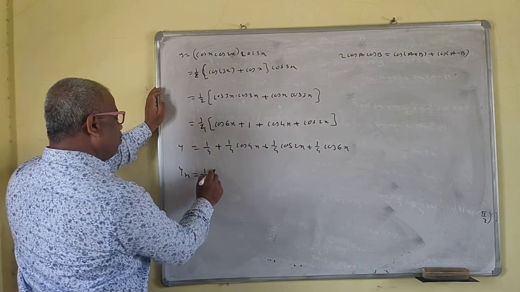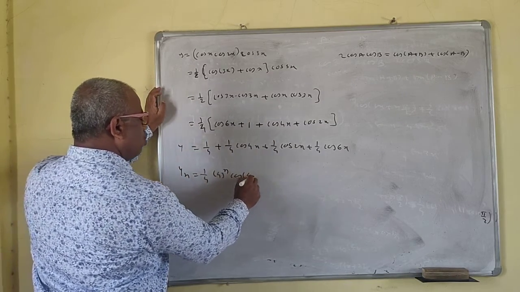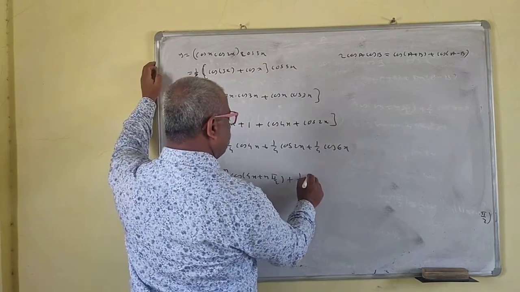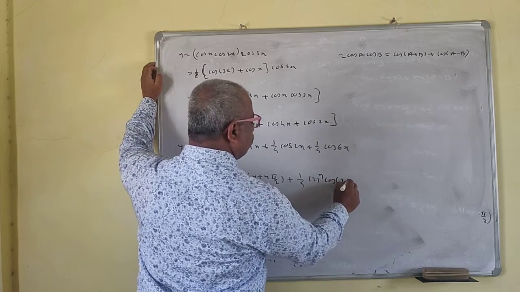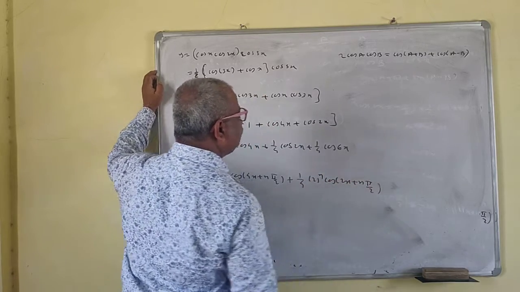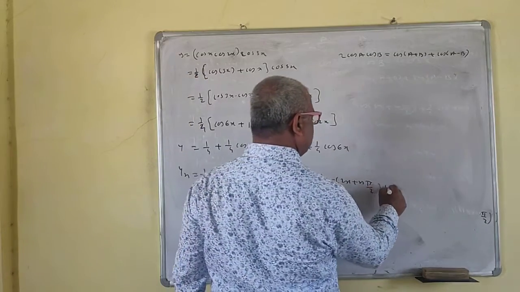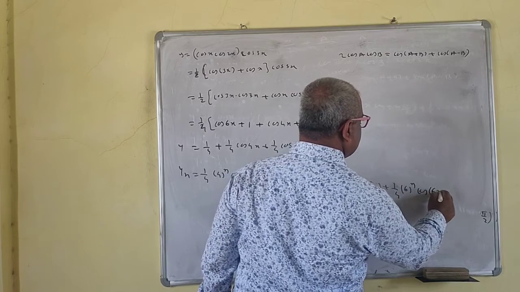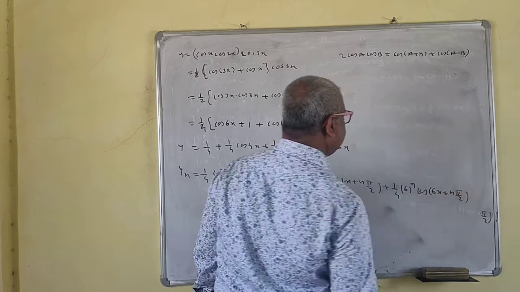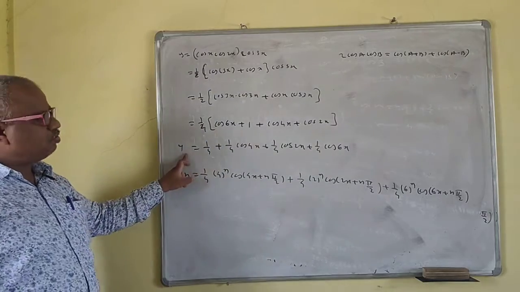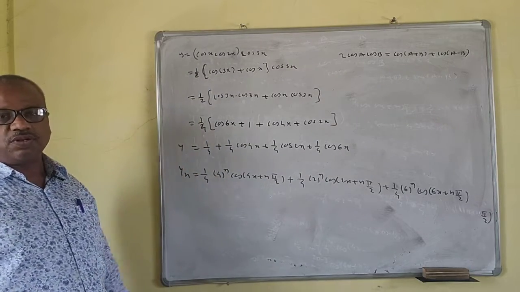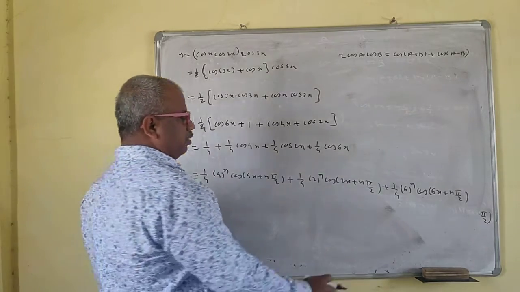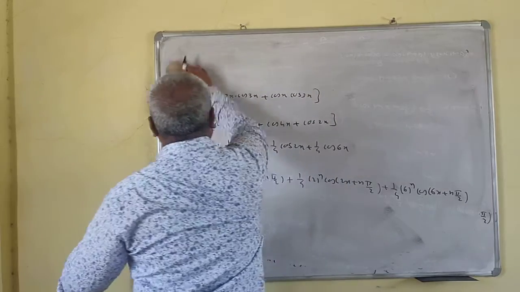So y n is 1 by 4 4 raised to n cos of 4x plus n pi by 2 plus 1 by 4 2 raised to n cos of twice x plus n pi by 2 plus 1 by 4 6 raised to n cos of 6x plus n pi by 2. Okay. So this is the crucial part, but this is not a part of the FYBC. It is a part up to the 12th, part of the 11th now. Okay. This is the 11th standard geometry.